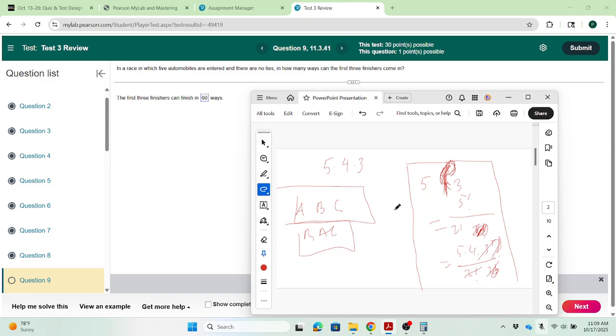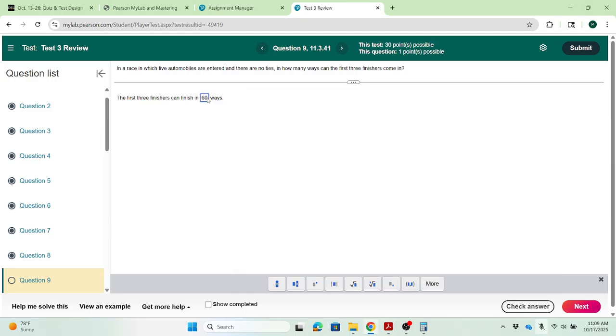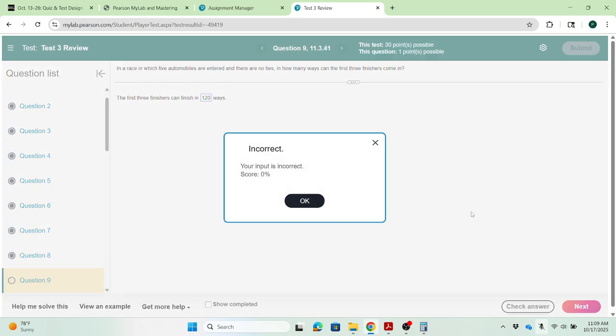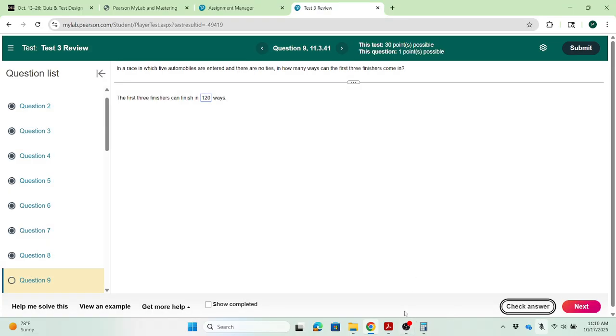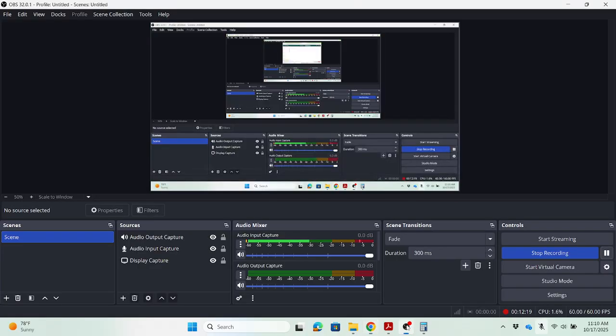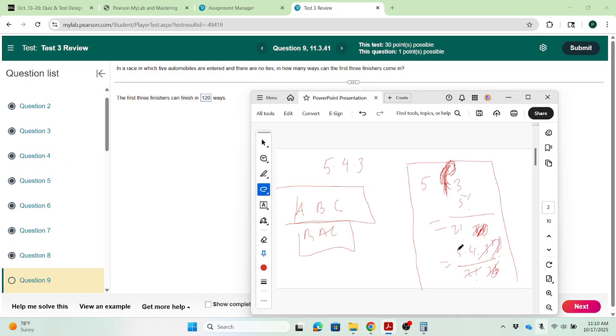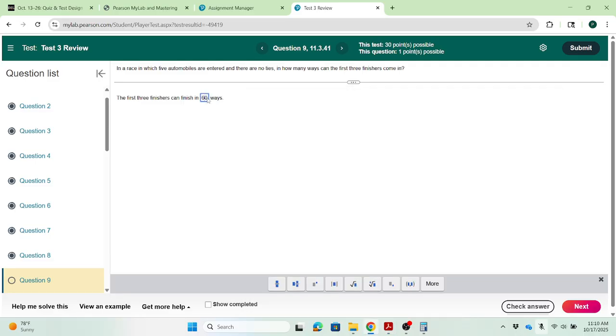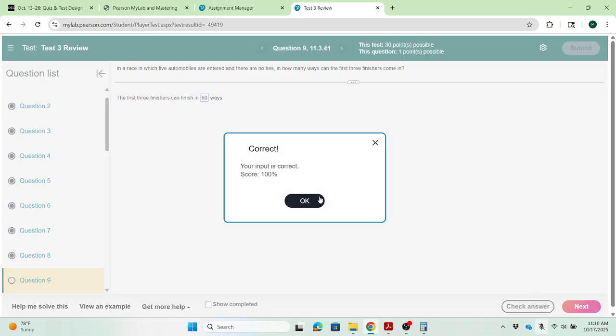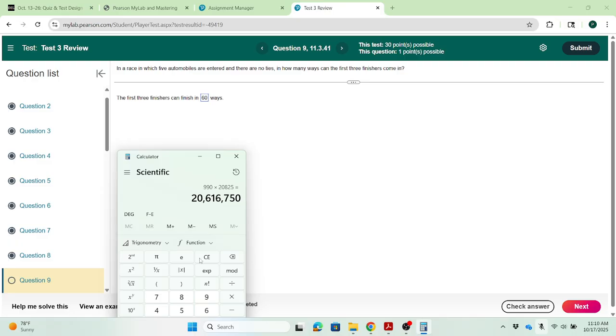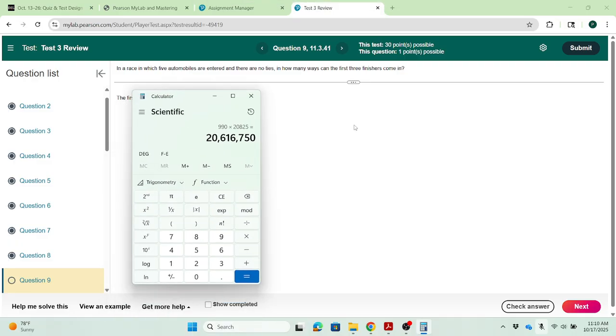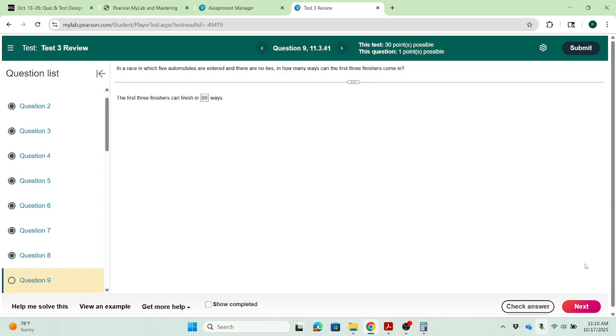So if we do this, 5 times 4 times 3, which is 120 different ways. So this is not a combination problem, this is a permutation problem. Wait, what is that? 5 times 4 times 3 is not 120, it's 60. Sorry, my bad, that was the wrong calculation. So 5 times 4 times 3 is 60. So always use your calculator, okay? Do not rush.